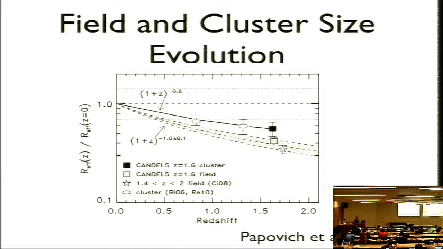So this summary also motivates this. So we have now an observed evolution. And this is Casey's recent work on the CANDELS data. And he puts the field evolution here in the sort of gray. And it says 1 over 1 plus z.